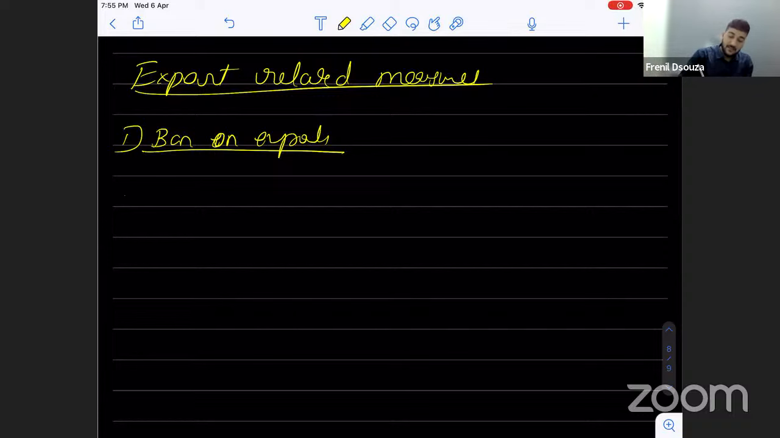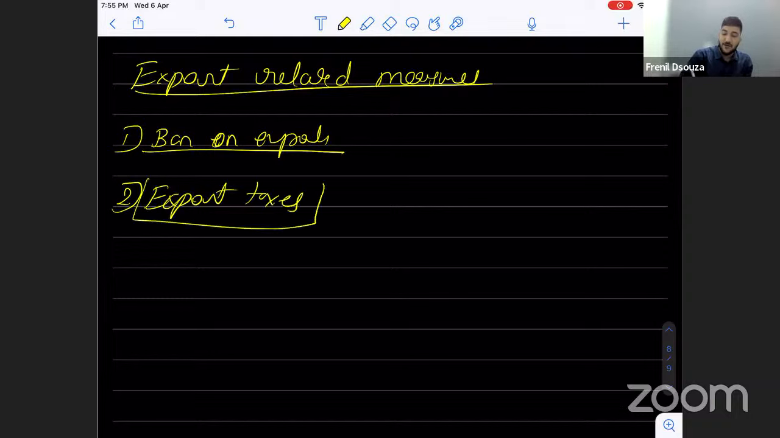Okay, then there is something called export taxes. Now, for most practical purposes, export taxes is something which doesn't exist, because all the WTO members have come into a proper understanding which says: export your goods and services, but don't export your taxes. That is the phrase which is usually used in foreign trade, which means that on your export, don't put taxes.